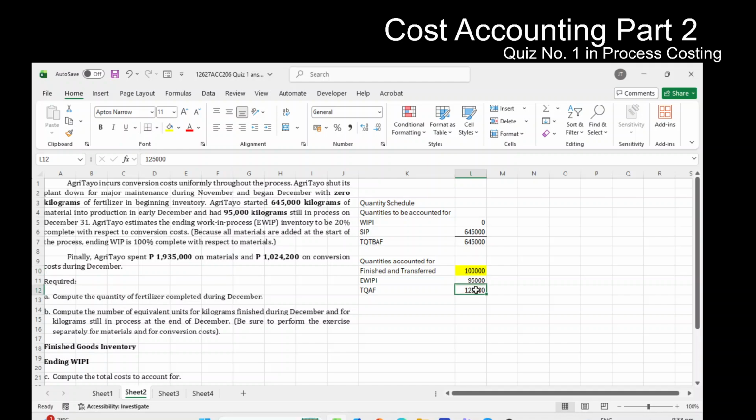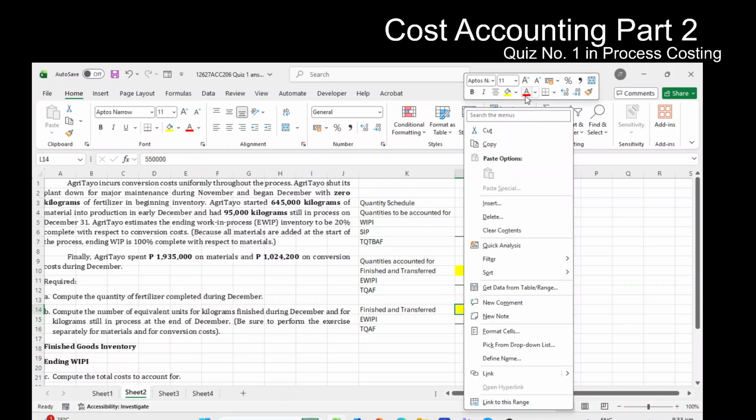So, excuse me. In order for us to get 645,000, we need to add 550,000, right? No. Tama, 550,000. Okay, 640. So the answer for letter A is 550,000. Okay. After that, we get the letter B, EUP. Okay, EUP tayo. So ito, tanggalin ko lang yung kulay nito.